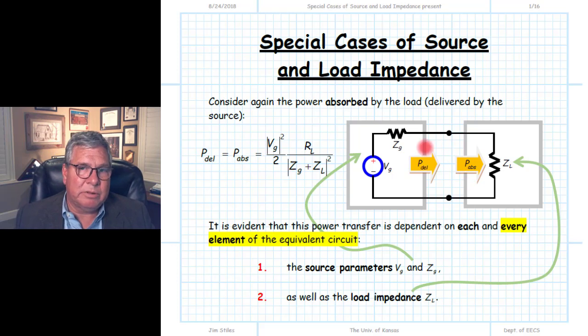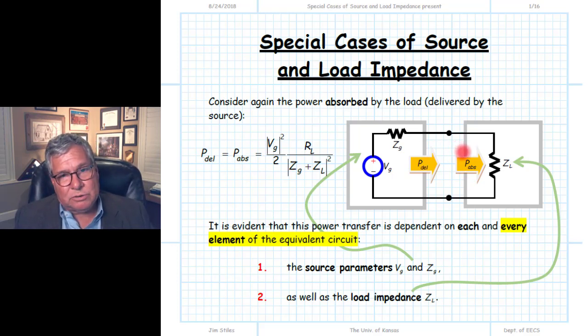If 32 millijoules per second flow out of the source, then 32 millijoules per second are being absorbed by this load. From this equivalent circuit, we could determine the amount of power. Again, by conservation of energy, they're the same. And by simply KVL and Ohm's law, we came up with this result.